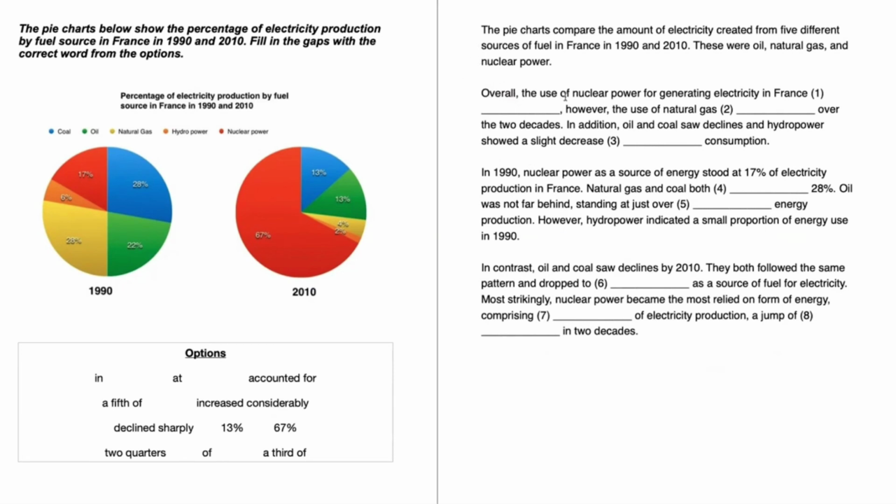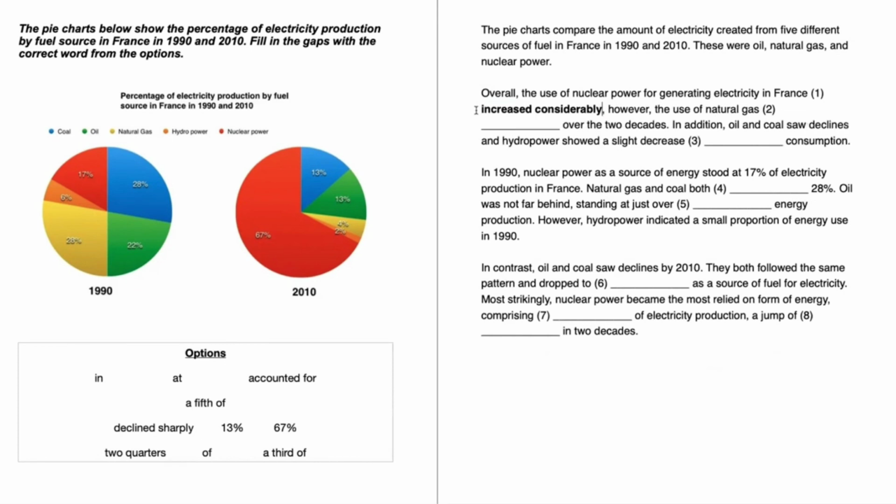It says overall, the use of nuclear power for generating electricity in France, blank. Now, we see the use of nuclear power. So nuclear power is in red, and it says overall nuclear power, it definitely increased, and it's actually quite an increase. So it's looking at 17% all the way to 67. That is a huge increase. So we're looking for a verb because it says the use of nuclear power. We want to know what that did. And if we look at our options, the only correct option would be increased considerably. Remember, considerably is a great adverb to talk about how something increased.